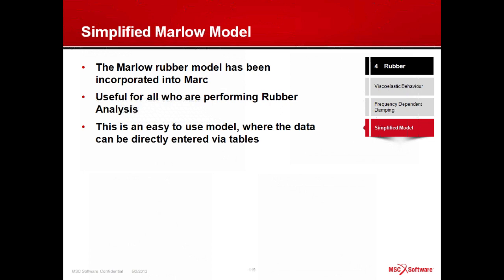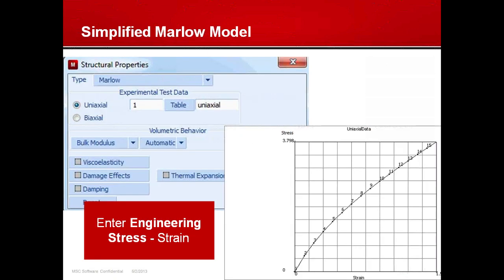The last rubber model I want to talk about is the Marlow model. The Marlow model is a simple, easy-to-use model. The user basically enters the stress-strain law. You don't need to determine the coefficients. We will use the stress-strain law directly. The advantage of this is if you also have temperature-dependent material properties.